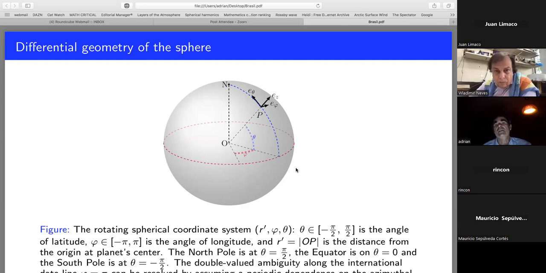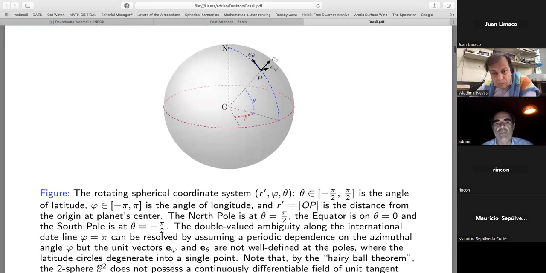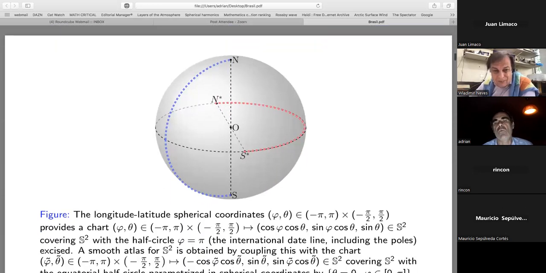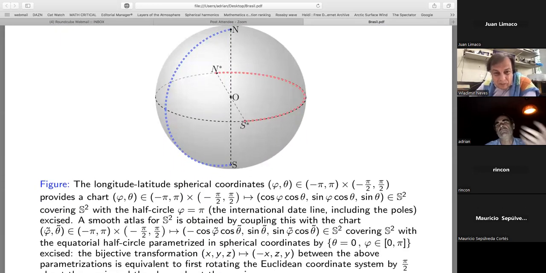Okay, so you need to use two charts. It's not a problem, it's just annoying. So it's advantageous to use charts that are somewhat similar. So what this is saying is that you do two rotations. Always there is a problem.